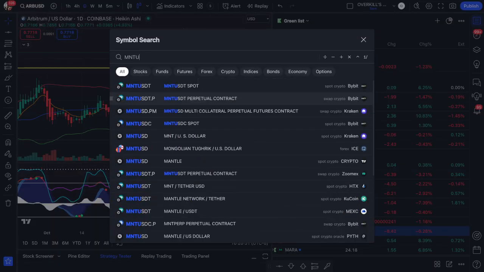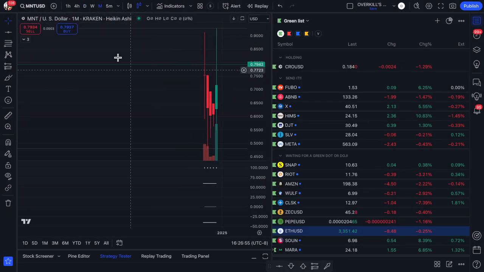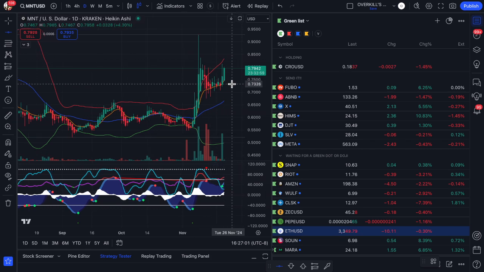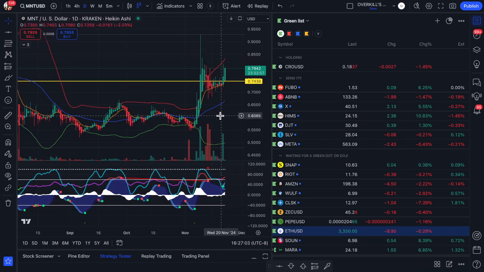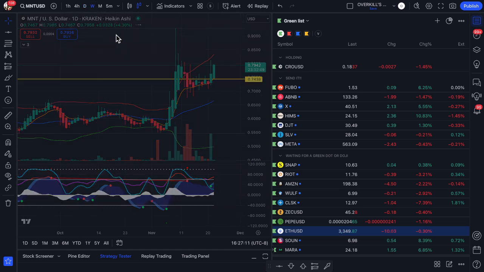Here's MNT. Another name, big green candle. This looks like a newer name. Move your stop loss up. You got a green dot yesterday, so I put the stop loss right here at 74. That's about a 5-cent risk there. Okay, you got the green dot. You got the stochastic starting to turn here. Looks pretty good. Okay, doesn't look bad.